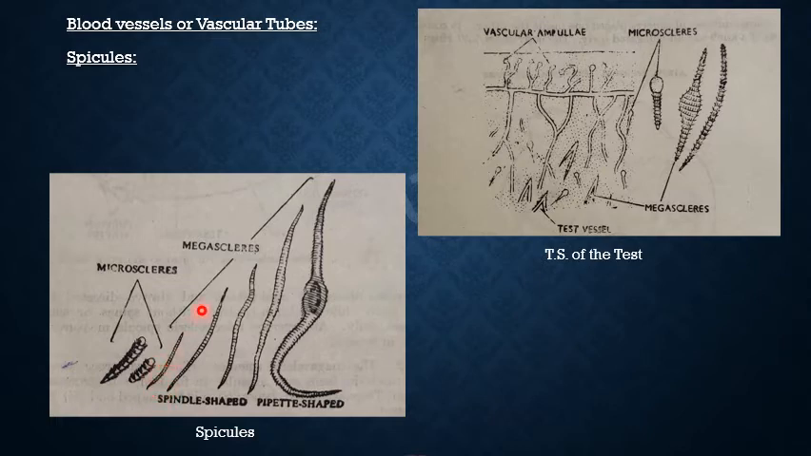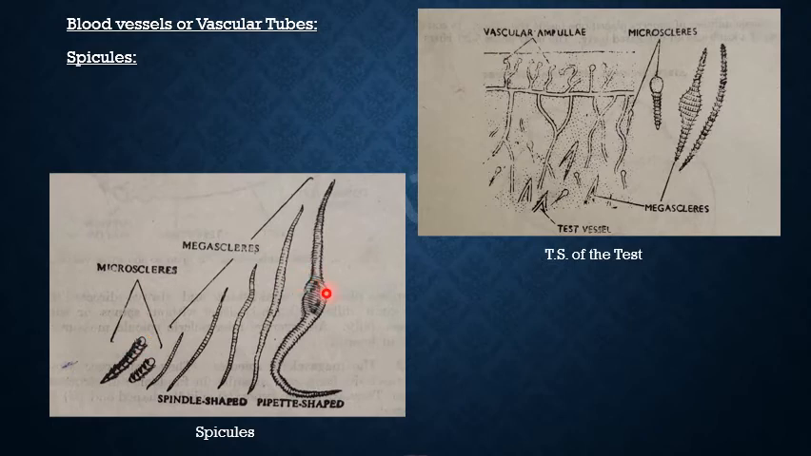And the number of rings in the megascleras is from 20 to 60. Again, if you count the number of rings, they will be 20 to 60. And obviously then in the pipette shaped, there will be more than 60, or you can say they start from 60 to somewhere 100 plates. So this is the detailed structure of spicules.